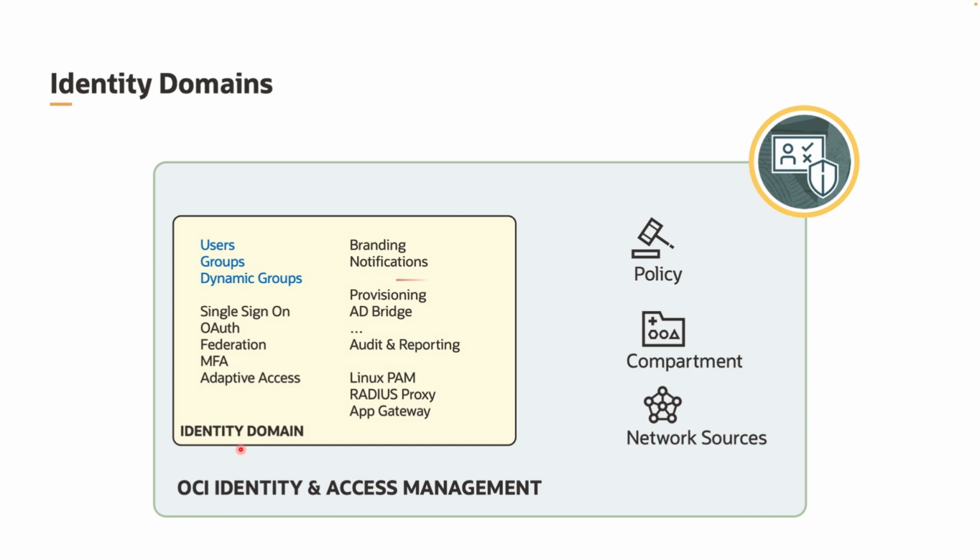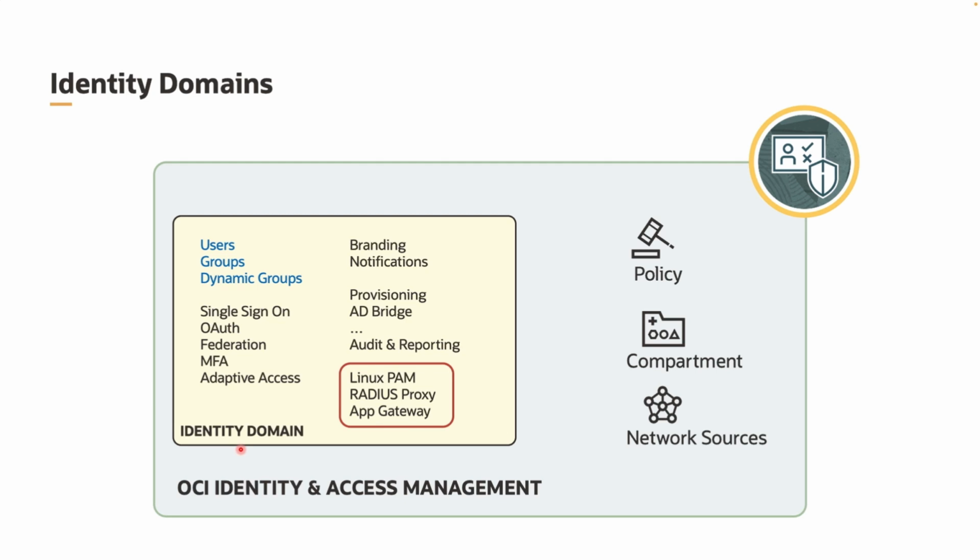With identity domain, you can configure user provisioning and import users from Active Directory using the AD bridge component, or from any other directory using the provisioning bridge. It also allows you to configure PAM and Radius proxy application from an identity domain. And also you can configure app gateways for applications that do not support OAuth and SAML protocol.